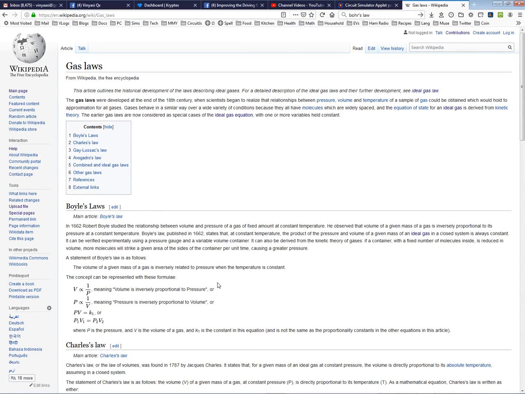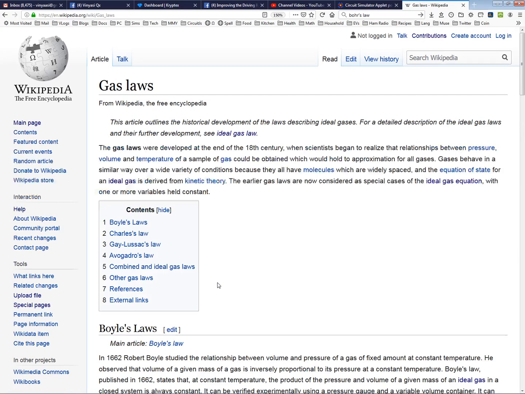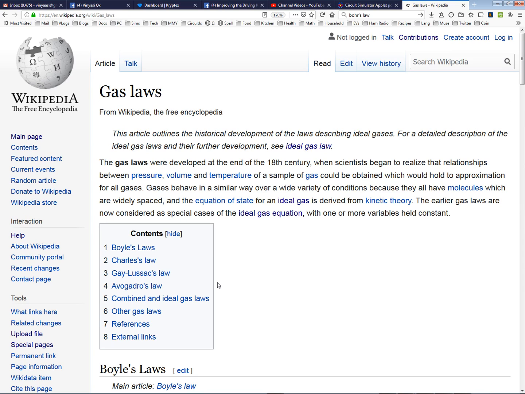Well, let's see. What does it say? The gas law was developed at the end of... I gotta read this. It's too tiny. At the end of the 18th century, when scientists began to realize that relationships between pressure, volume, and temperature of a sample of gas could be obtained, which would hold to approximation for all gases. Gases behave in a similar way over a wide variety of conditions because they all have molecules which are widely spaced, and the equation of state for an ideal gas is derived from kinetic theory. The earlier gas laws are now considered as special cases of the ideal gas equation, with one or more variables held constant.